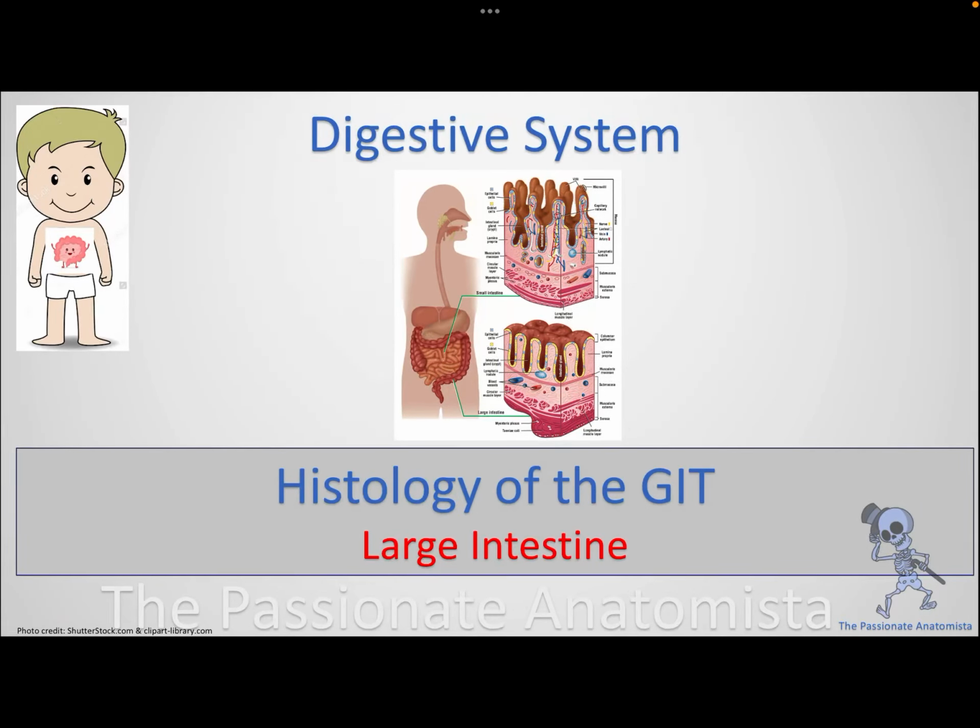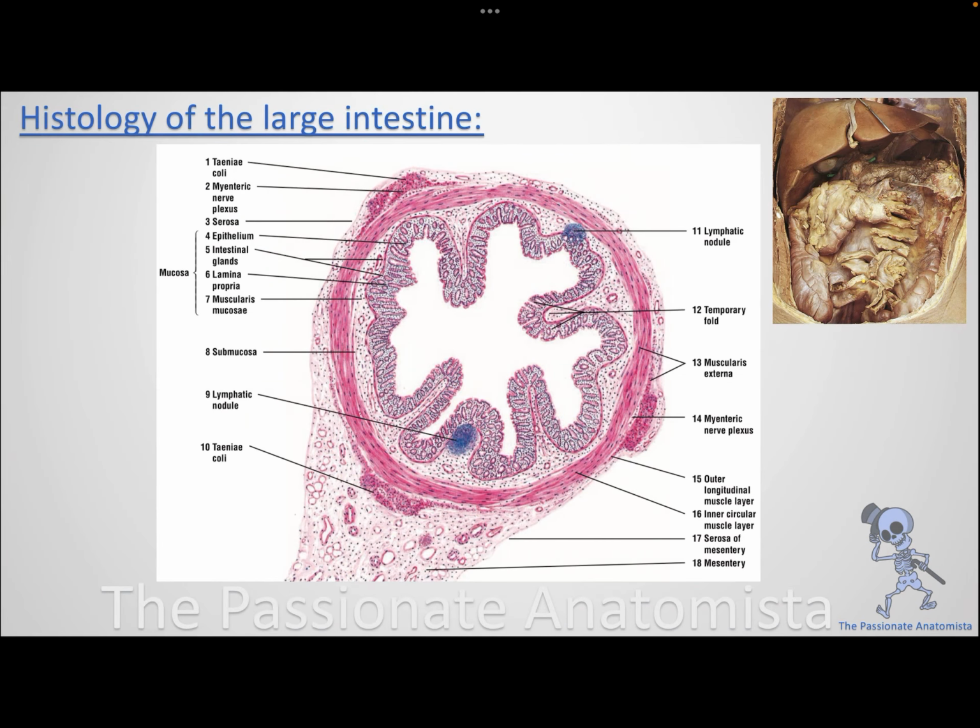Hi guys, in this video we're going to talk about the large intestine histology. Now you guys know from the previous videos the general organization of the large intestine. You have your epithelium, followed by the lamina propria and muscularis mucosae; those three are the mucosa. Then you have the submucosa, then the muscularis externa, and the last one is your serosa or adventitia, depending on which part of the large intestine you are in.